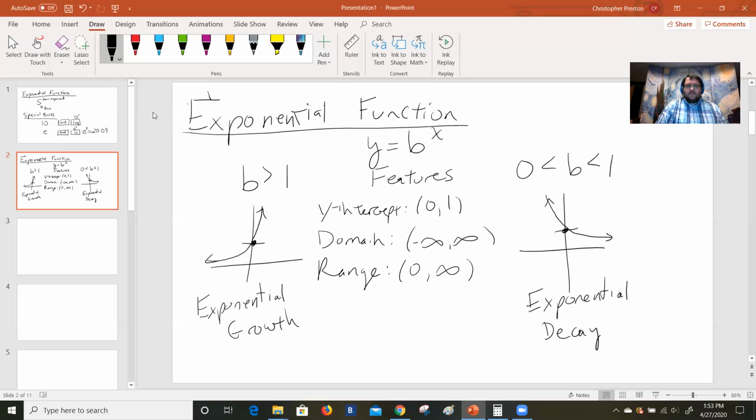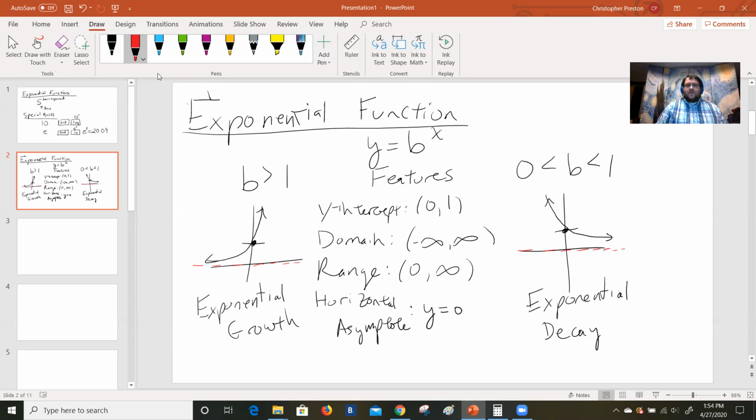And then these have a horizontal asymptote at y equals 0. So there is a guideline here that the graph approaches but doesn't touch.